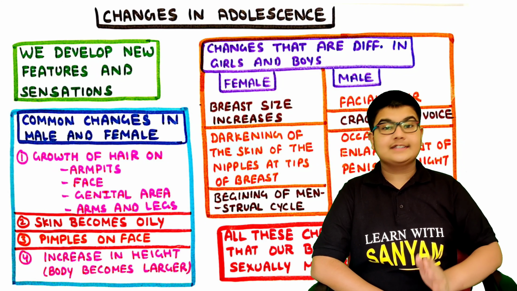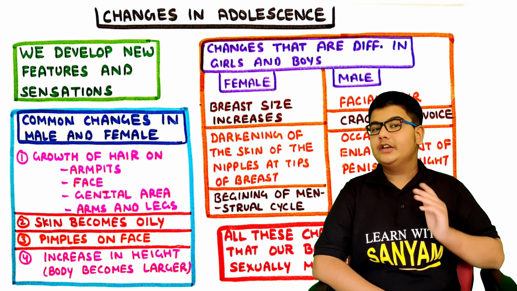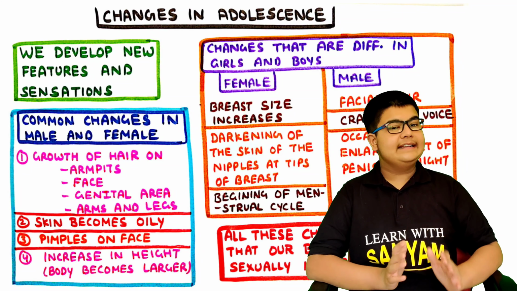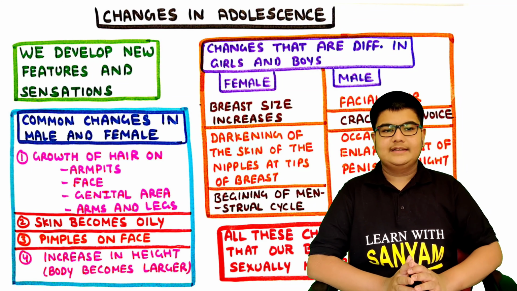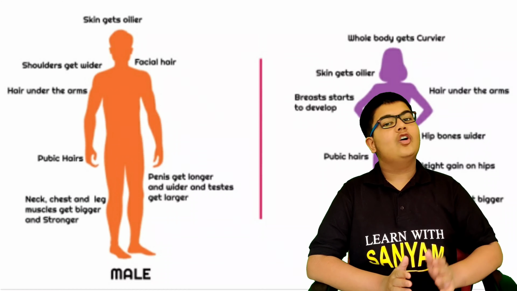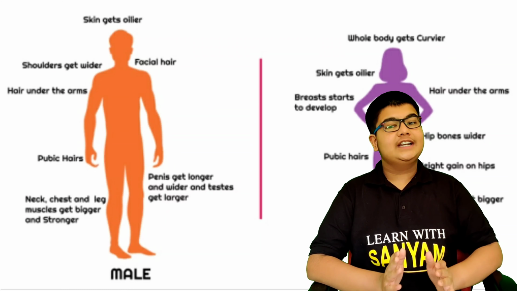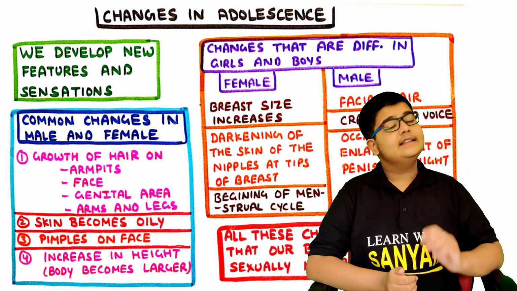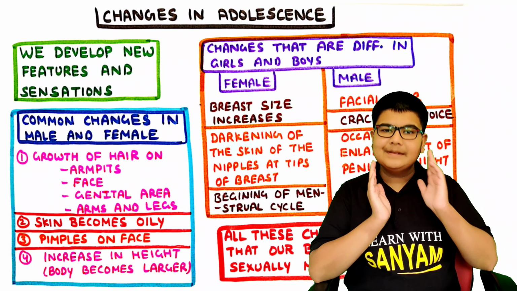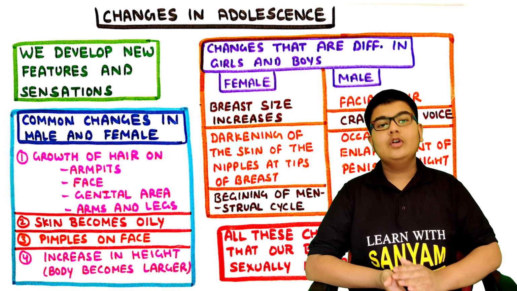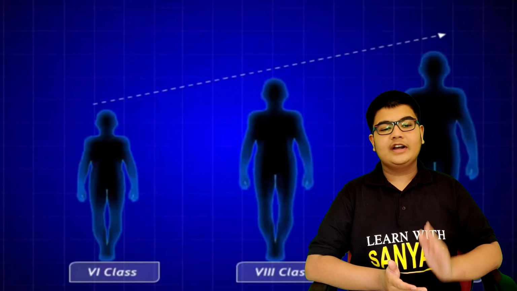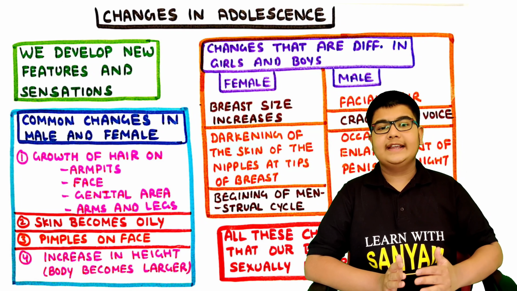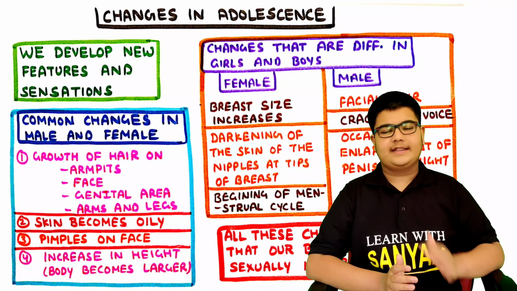So during adolescence or teenage, we develop new features and sensations. There are many changes that are common in males and females. These are growth of hair on armpits, face, genital area between the thighs, and arms and legs. The skin becomes oily and pimples develop on the face. Also, there is an increase in height and the body size becomes larger. So there is an increase in height, weight and changes in body appearance.